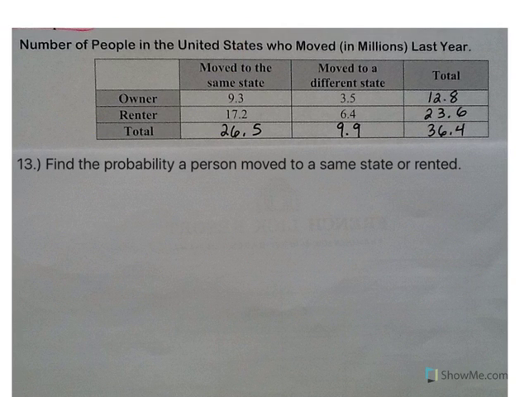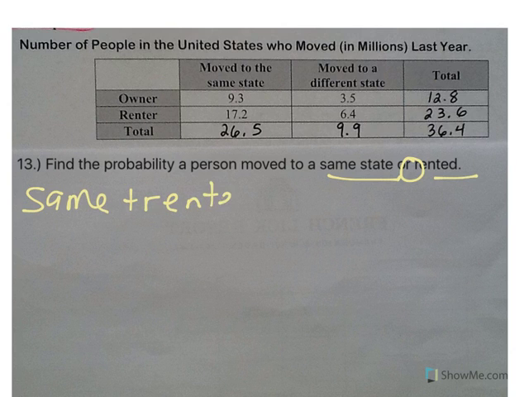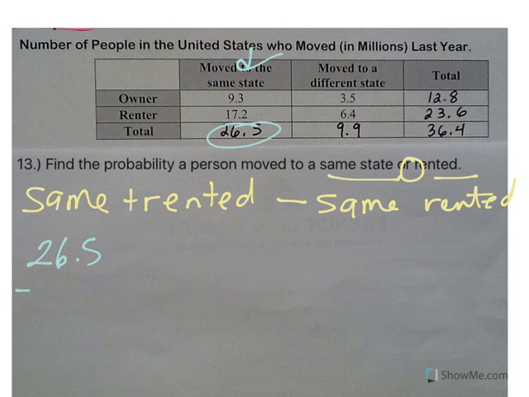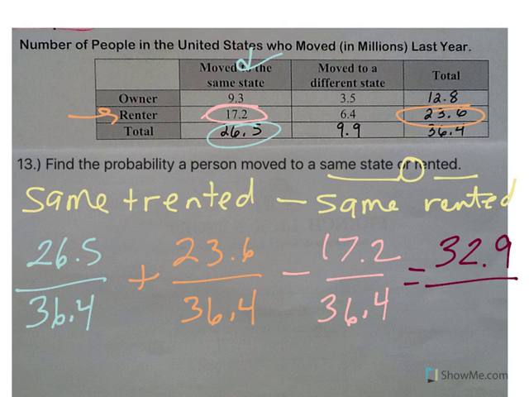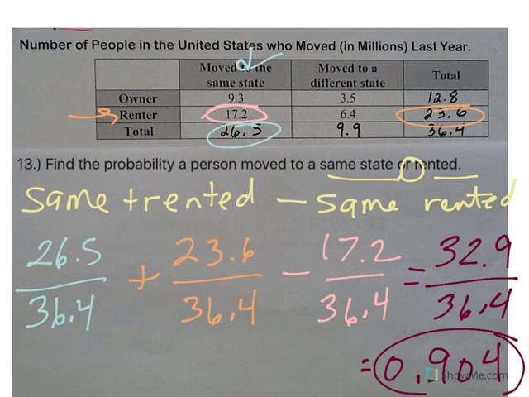Number 13. Find the probability I moved to the same state or rented. So now we're doing same plus rented, because remember, or means add, but subtract the overlap, the same rented. Okay, so same, that's here, 26.5 out of 36.4. Plus rented, well, that's here, 23.6 over 36.4. And then I'm going to subtract the overlap, which is same rented, that's here, minus 17.2 over 36.4. And when I do my adding and subtracting, I get 32.9 over 36.4, leading to a decimal approximation of 0.904.